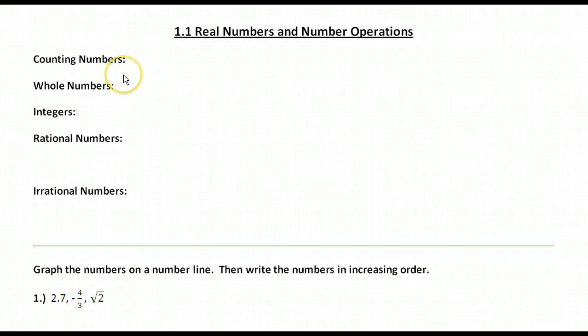In kindergarten, when you learned how to count on your fingers, you were using the counting numbers. The counting numbers start with 1 and continue to infinity. Whole numbers are the counting numbers with 0 added in.